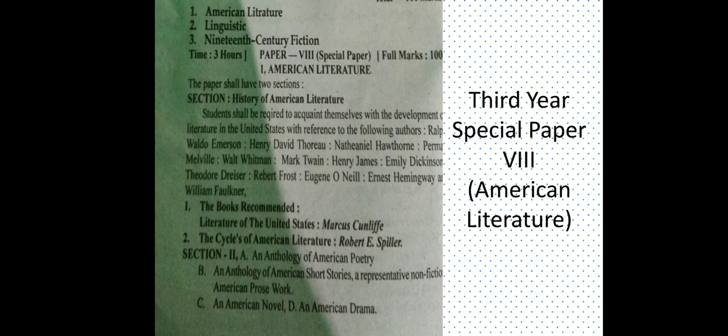In the first section of this paper, you have to study the history of American literature. There are several important writers, just like British literature, the history of English literature, we have history of American literature, and there you will be acquainted with several important American writers like Henry David Thoreau, Waldo Emerson, many Nobel laureates like Ernest Hemingway or William Faulkner. Then there is Henry James, Emily Dickinson, Theodore Dreiser, Robert Frost. So all the poets and the novelists and the writers, critics, you have to study in this particular first part.